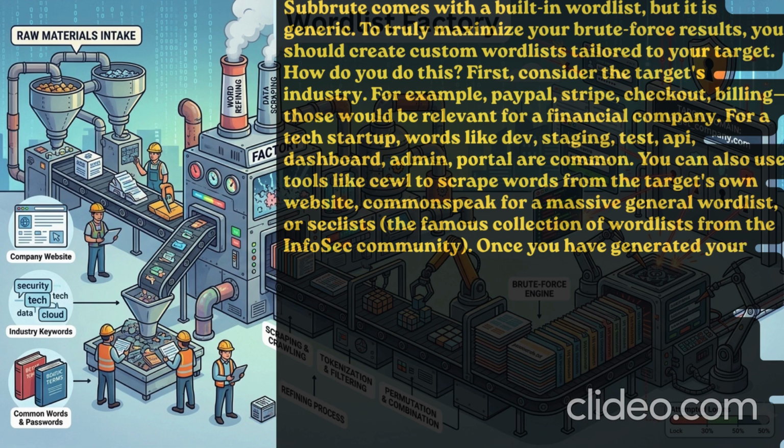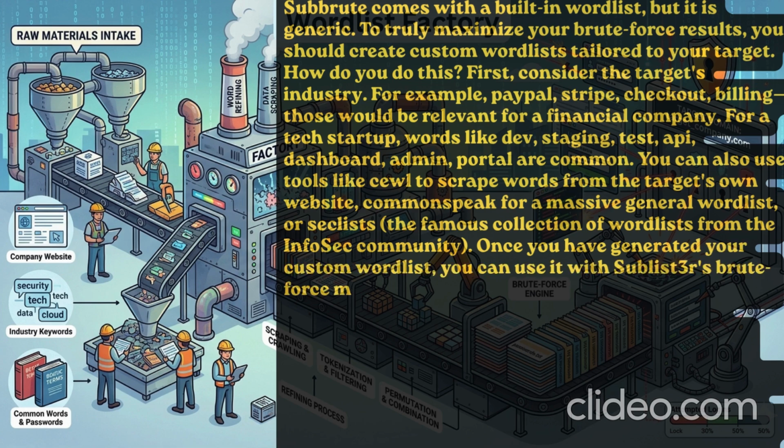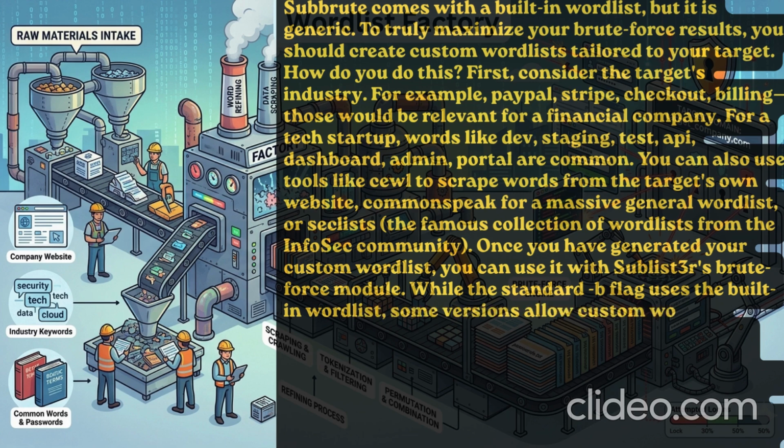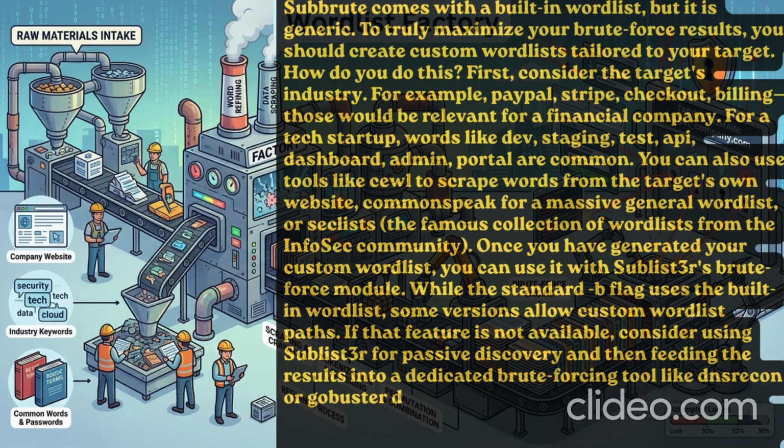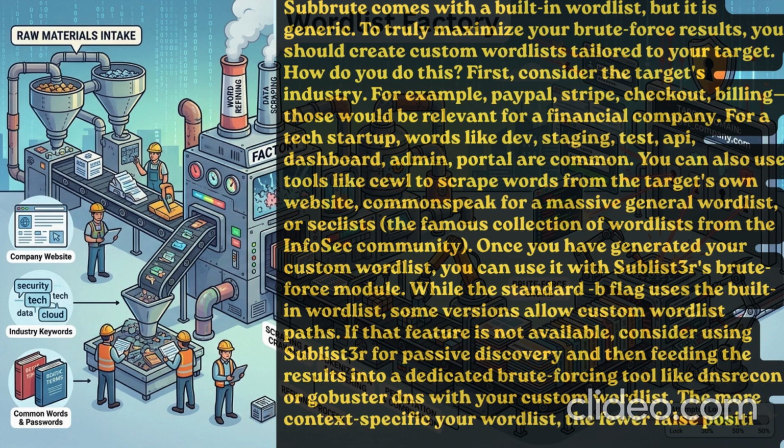Once you have generated your custom word list, you can use it with Sublist3r's brute force module. While the standard -b flag uses the built-in word list, some versions allow a custom word list path. If the feature is not available, consider using Sublist3r for passive discovery and then feeding the results into dedicated brute forcing tools like DNSRecon or GoBuster DNS with a custom word list.